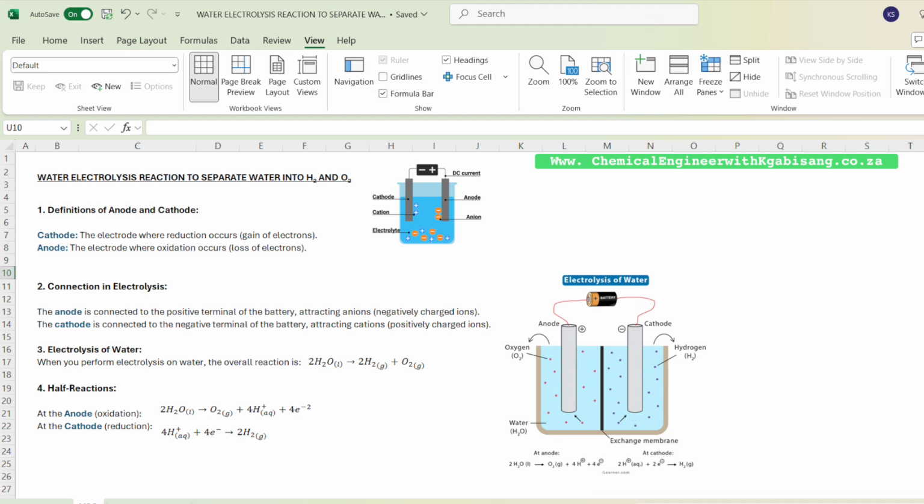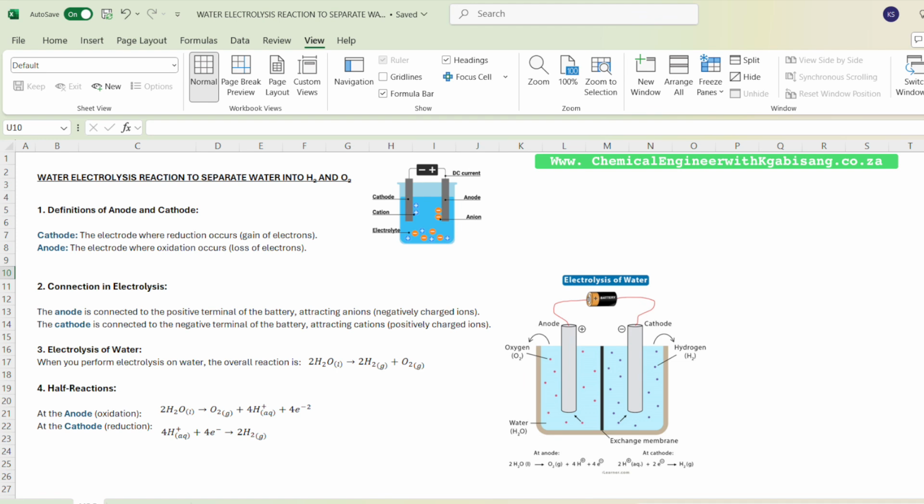What is the cathode? The cathode is where reduction will take place, whereby the gain of electrons will take place at that particular electrode. An anode is an electrode where oxidation reaction will take place, and that includes the loss of electrons. Inside our electrolyte solution, we are going to connect an anode and the cathode.